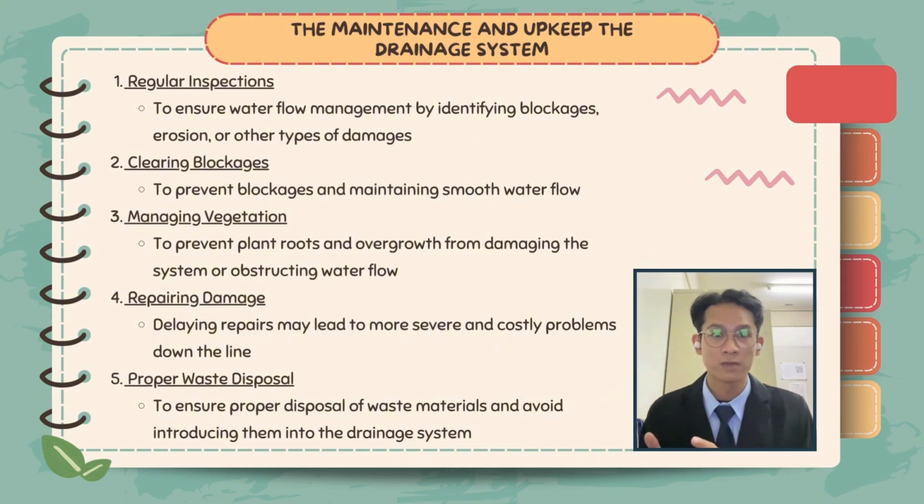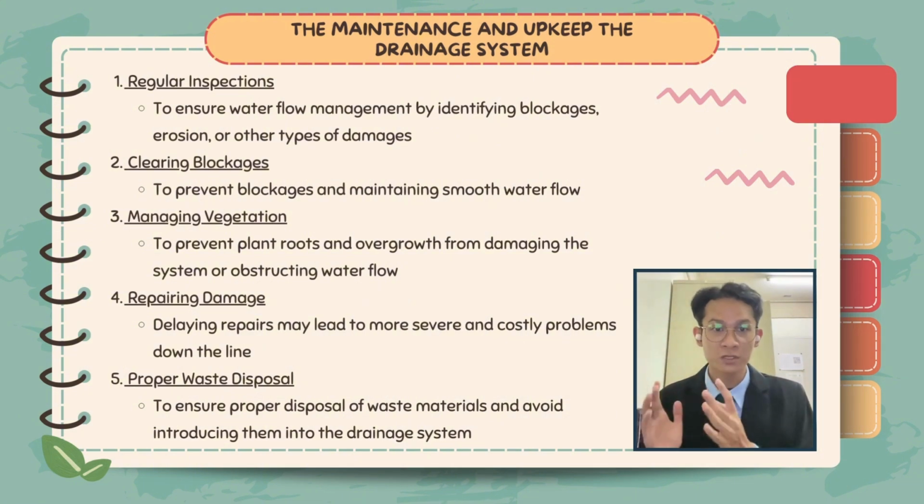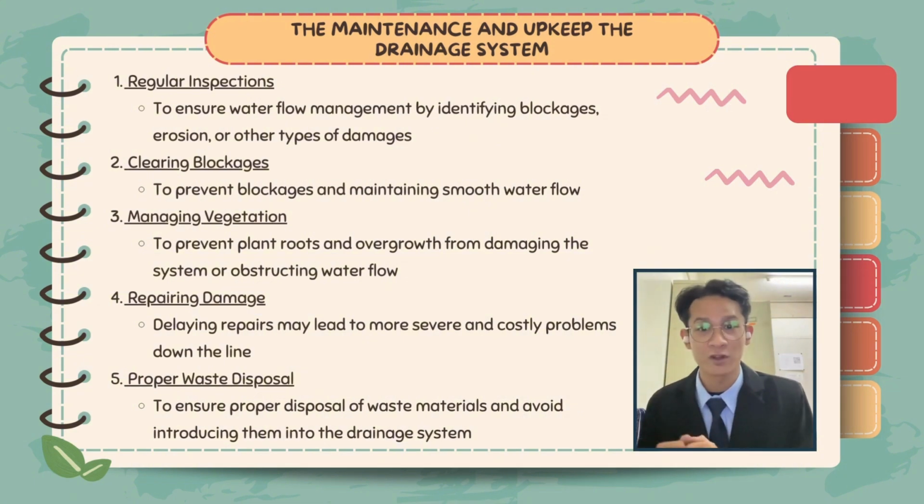Number 5, proper waste disposal. This is to ensure the proper disposal of waste material and avoid introducing them into the drainage system. Inappropriate waste disposal can lead to damage, water pollution, and unpleasant odors, particularly in residential areas. So, by focusing on these key aspects of drainage system maintenance, optimal function and longevity can be achieved, which is critical for the safety and well-being of communities.